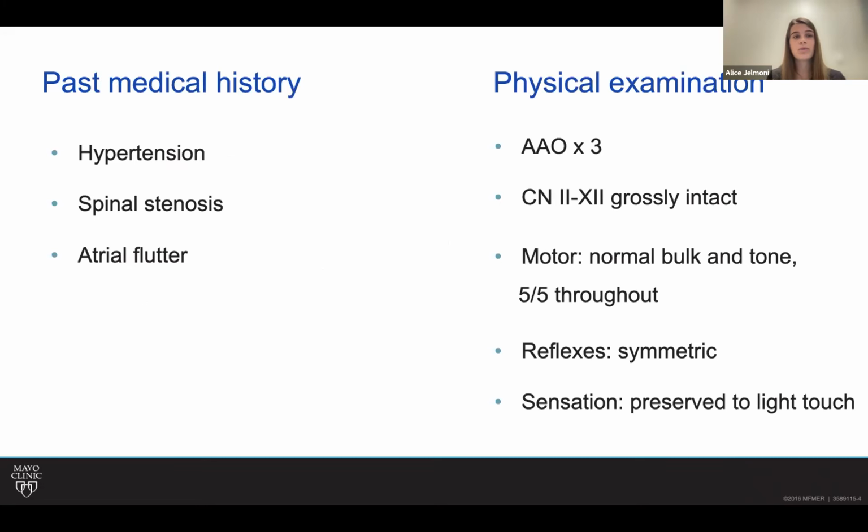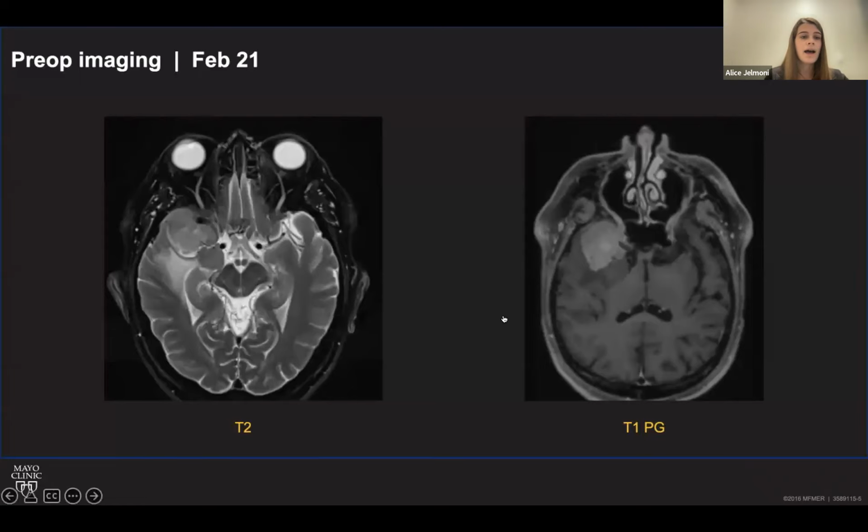The patient was then referred to Dr. Quinones' team, and his past medical history is relevant for hypertension and atrial flutter that was treated with ablation and for which the patient has been put on anticoagulant medication. Overall, all the aspects of his physical examination were intact. And here we have the preoperative imaging, which was acquired on February 21st.